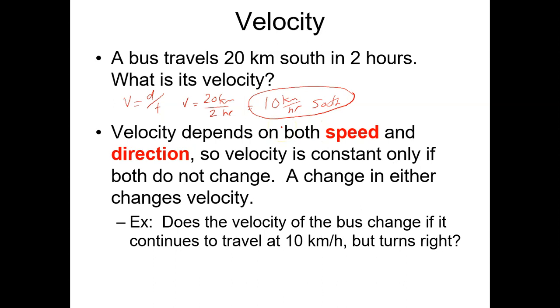So velocity depends on both speed and direction. So velocity is constant only if they both do not change. A change in either changes velocity. So we had that bus going 10 kilometers per hour south. So what if it continues to travel at 10 kilometers per hour, but now it turns right? So the same speed, but it's turning right. Does the velocity change? So the answer is yes, because the direction changed, okay? Speed and direction go into velocity.